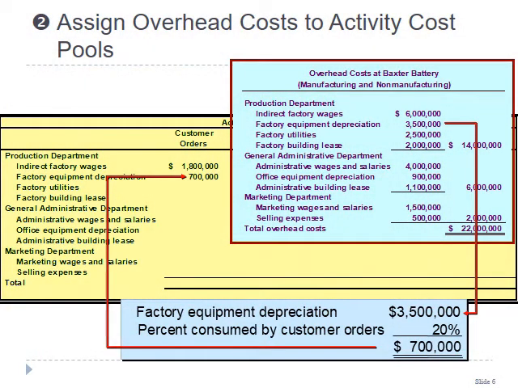And then where this 700,000 came from, so you see the factory equipment depreciation, right? And factory equipment depreciation is how much? 3.5 million. And the customer order percentage in factory equipment depreciation is 20%. So 20% of 3.5 million is 700,000, right? So you are just converting percentage into numbers.